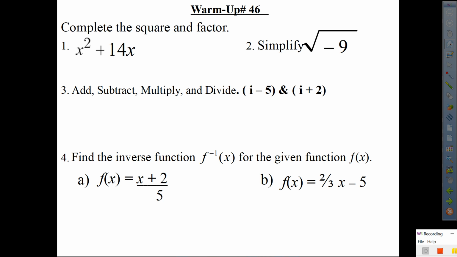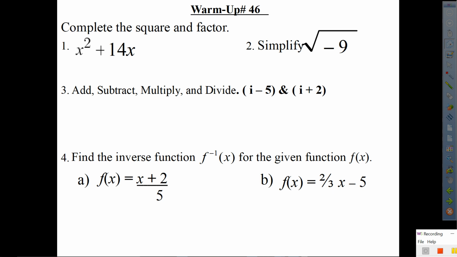So warm-up number 46 is on the screen. Number 1 reads, complete the square in factor, and they give us the binomial x squared plus 14x. Number 2 reads, simplify, and they give us square root of -9. Number 3 reads, add, subtract, multiply, and divide, and they give us two binomials. One is i minus 5, and the other one is i plus 2.